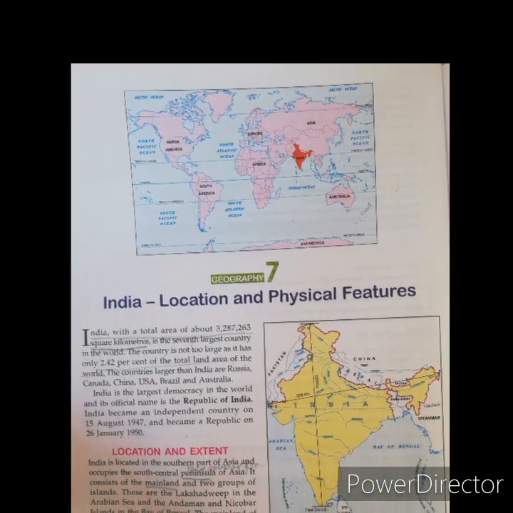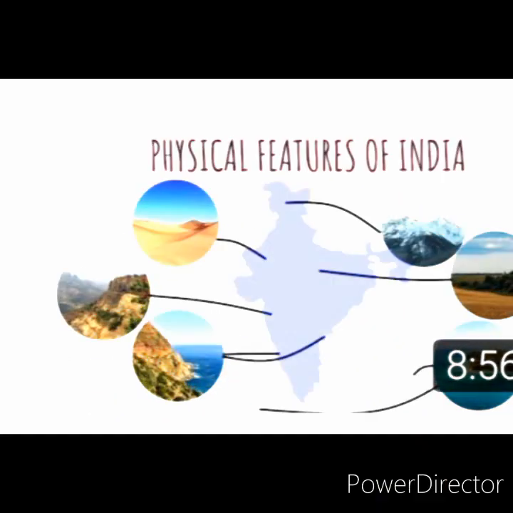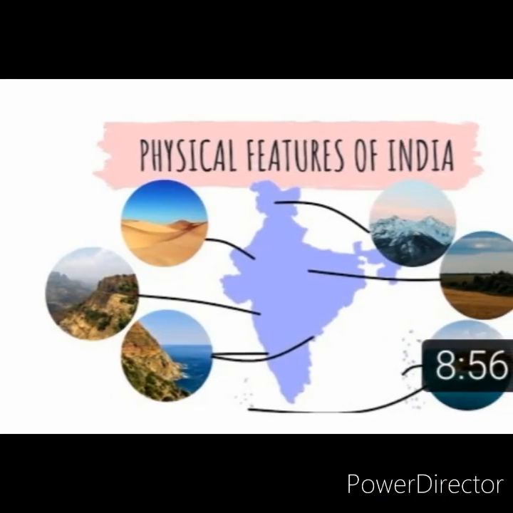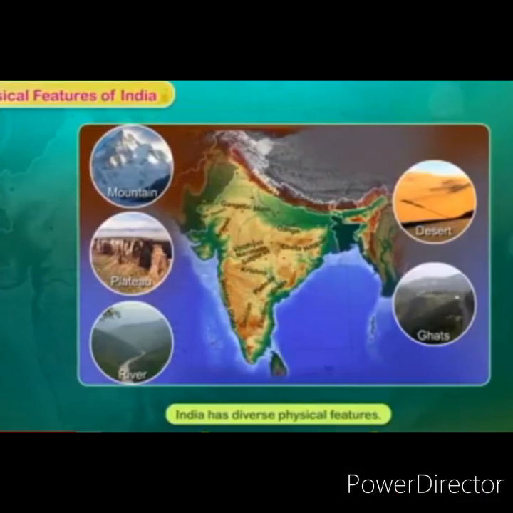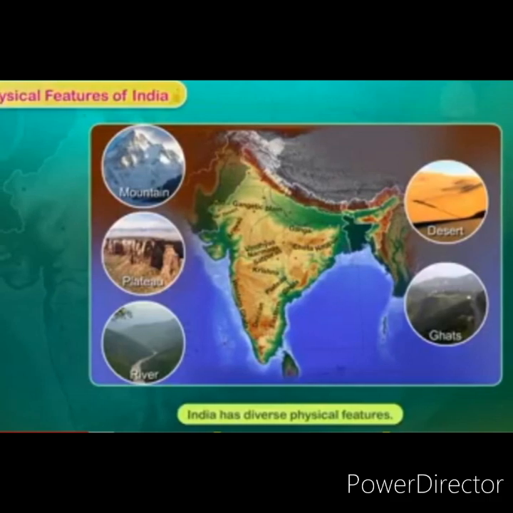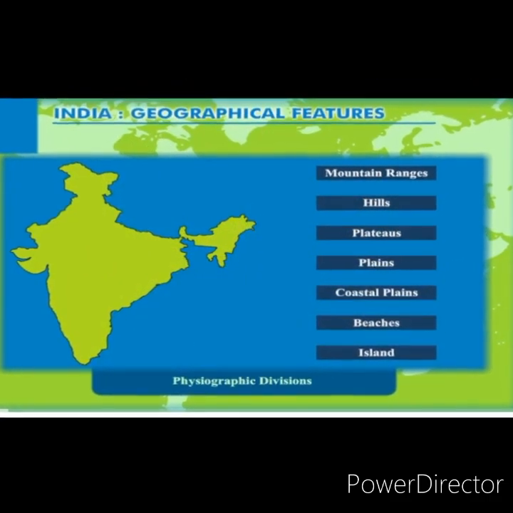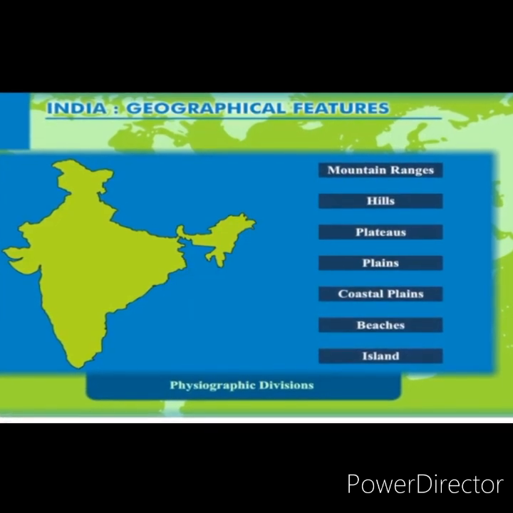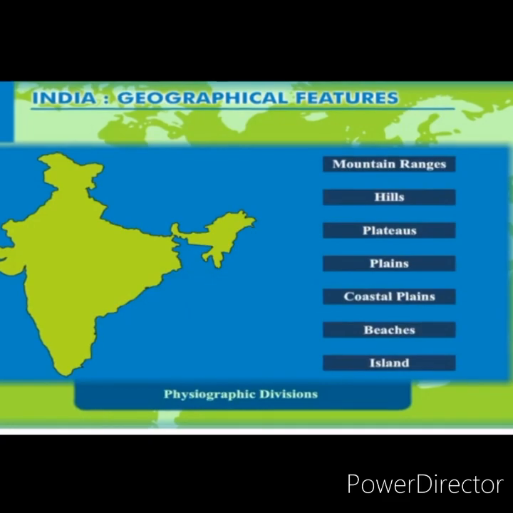So today we will study about the physical features of our country, and that are mountains, plains, deserts, plateaus and islands. These are called the physical features of India, and we will study about them.